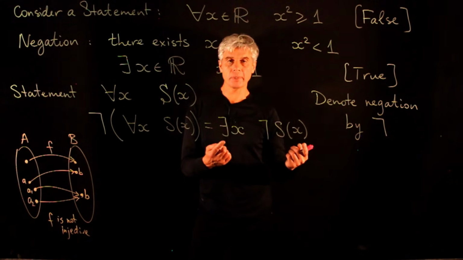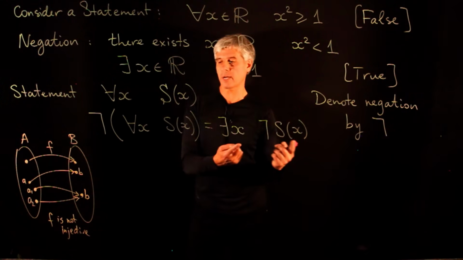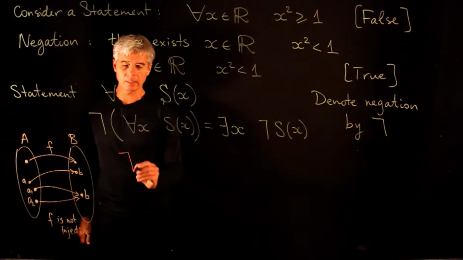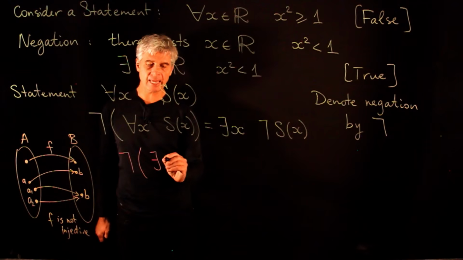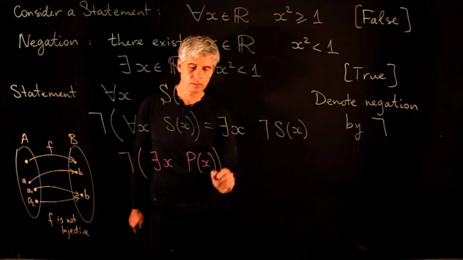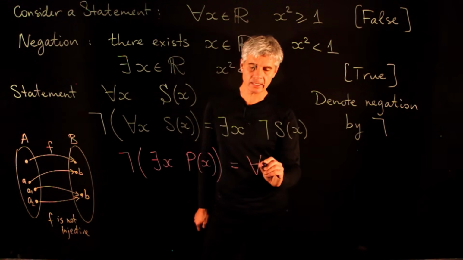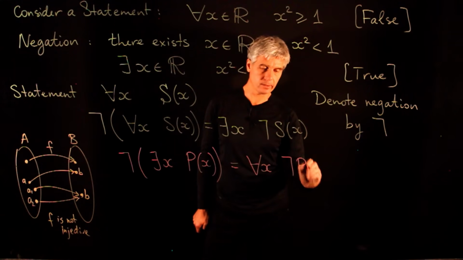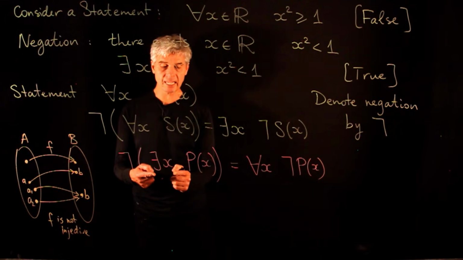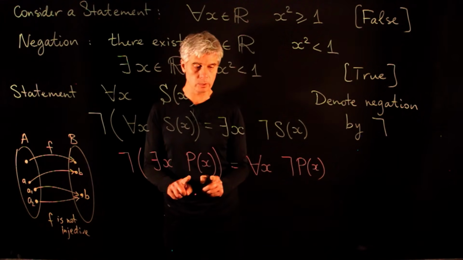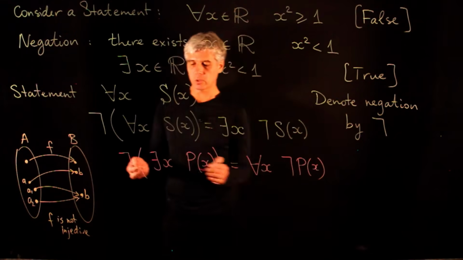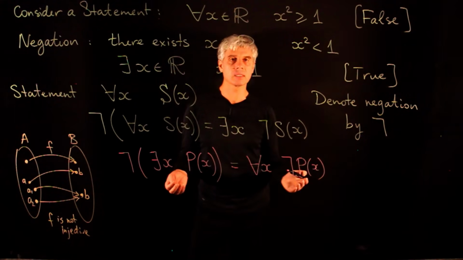So by symmetry, if we negate a statement with an existence quantifier, then we must obtain a statement with a universal quantifier. So this tells us that the negation of the statement there exists x with the property p of x becomes for all x, not p of x, right? Because now this says that there does not exist an x for which p of x holds. So this means that for all x, not p of x holds. So this is how we negate a statement with an existence quantifier.